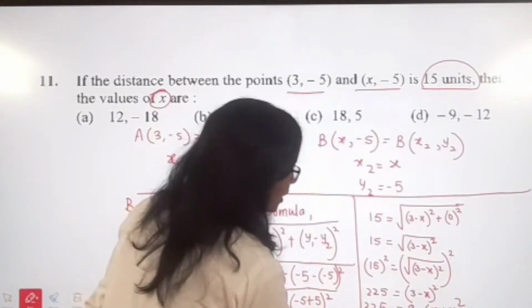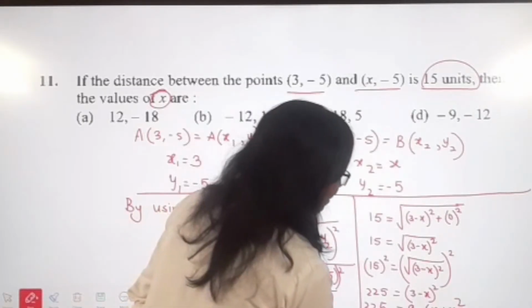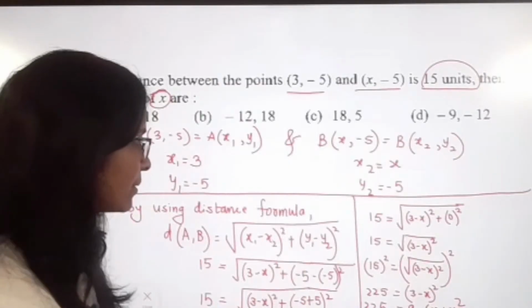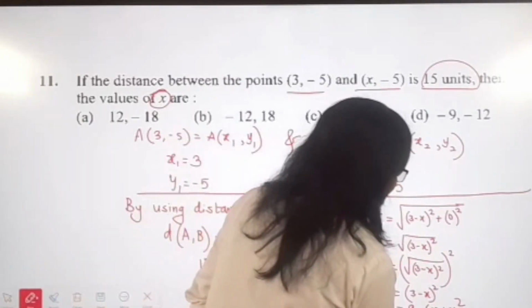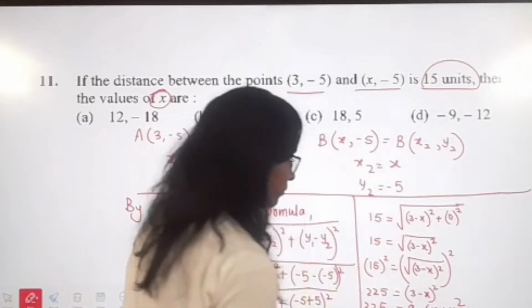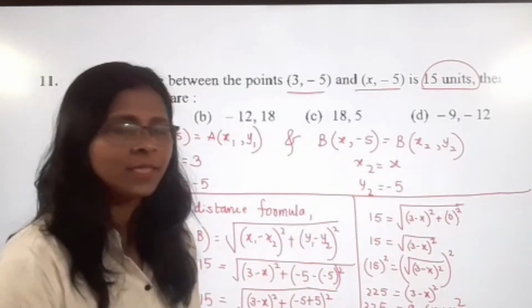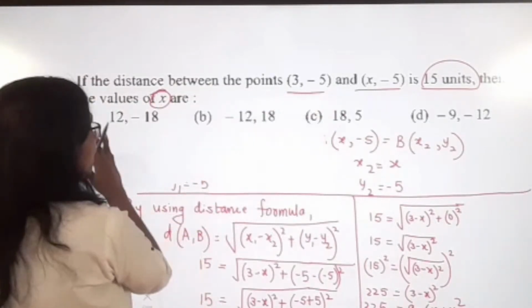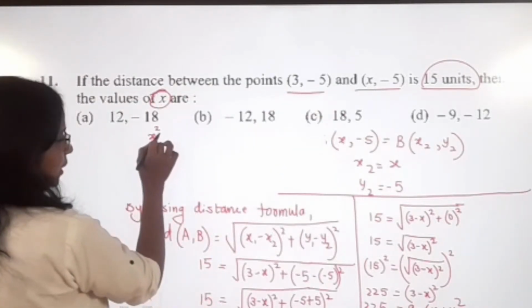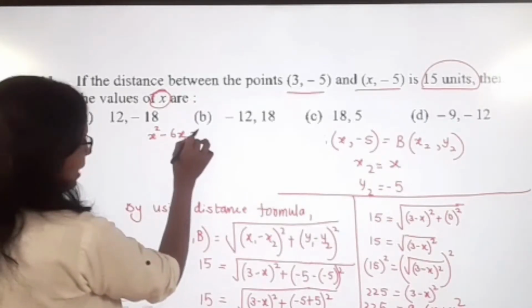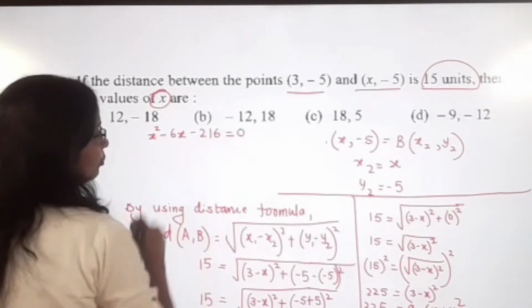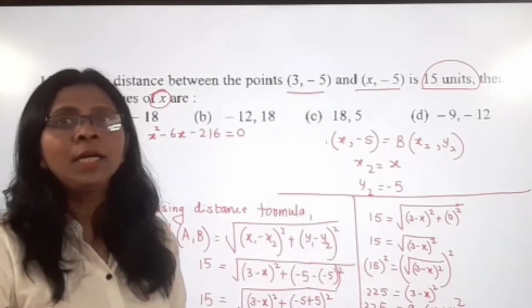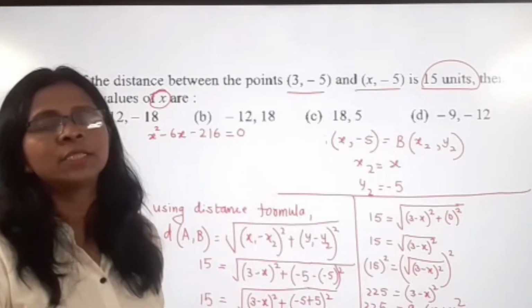So here students, 0 is equal to x square minus 6x, then 9 minus 225, and that means the answer is minus 216. So now further, x square minus 6x minus 216 is equal to 0. So now students, we have to calculate the value of x. So by the factorization method we solve this equation.